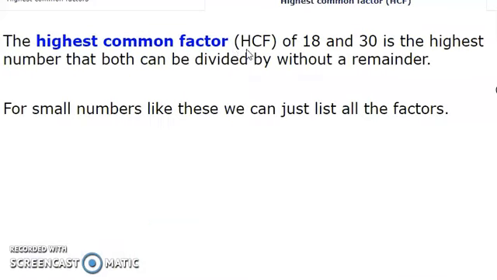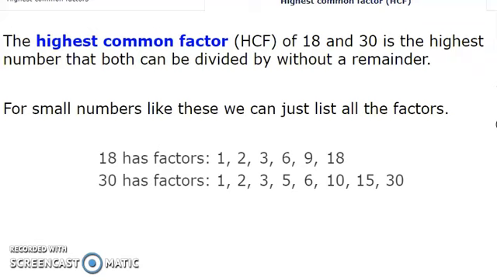The highest common factor HCF of 18 and 30 is the highest number that both can be divided by without a remainder. For small numbers like these, we can just list all the factors. 18 has factors 1, 2, 3, 6, 9, 18. That means 18 can be divided completely with these numbers. Similarly, 30 can be divided completely with its factors.